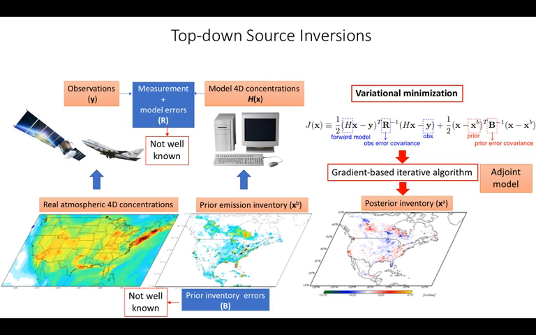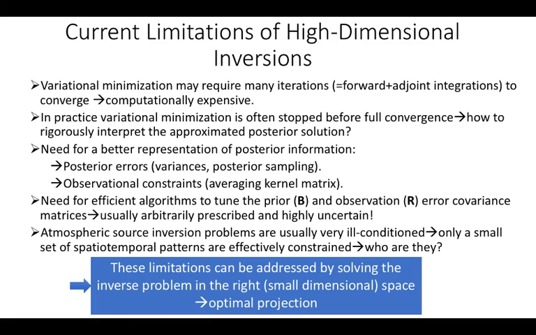In the high-dimensional world, we currently rely on iterative gradient-based algorithms to minimize this function, and we use an adjoint model for that. We have many limitations with the current system. For instance, variational minimization is expensive. You need one forward and one adjoint integration for each iteration, and sometimes you may need 100 iterations or even more to get to the solution.